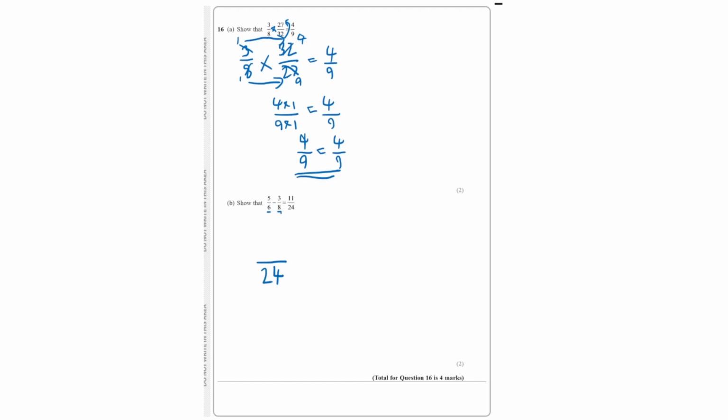So, 24 divided by 6 is 4. 4 times 5 is 20. We copy the subtraction sign. 24 divided by 8 is 3. 3 times 3 is 9. This is equal to 11 over 24. 20 minus 9 is 11. We simply write the same denominator, and this is equal to 11 over 24.